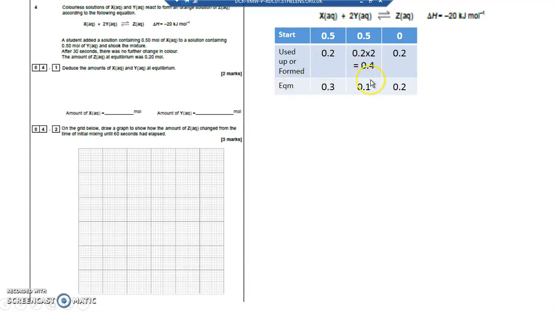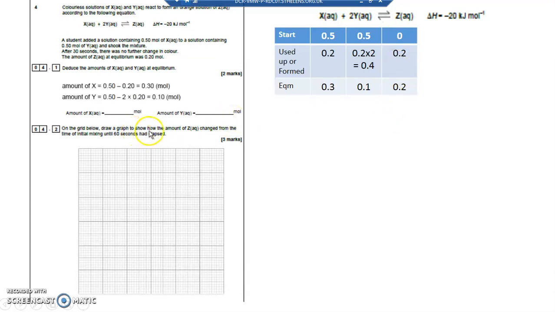So how much is then at equilibrium? Well, you started with 0.5 moles of X, you've used up 0.2, you've got 0.3 left over. Y, you started with 0.5, you used up 0.4, you've got 0.1 left over. Z, you didn't have any to start with and you've made 0.2, so you've got 0.2.